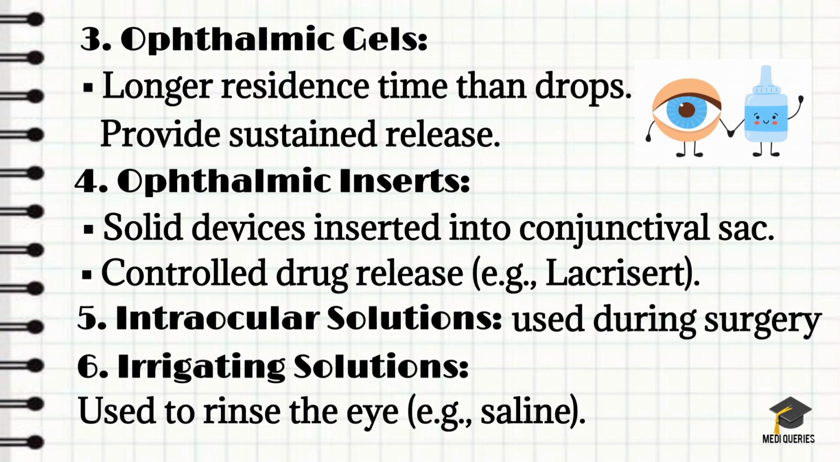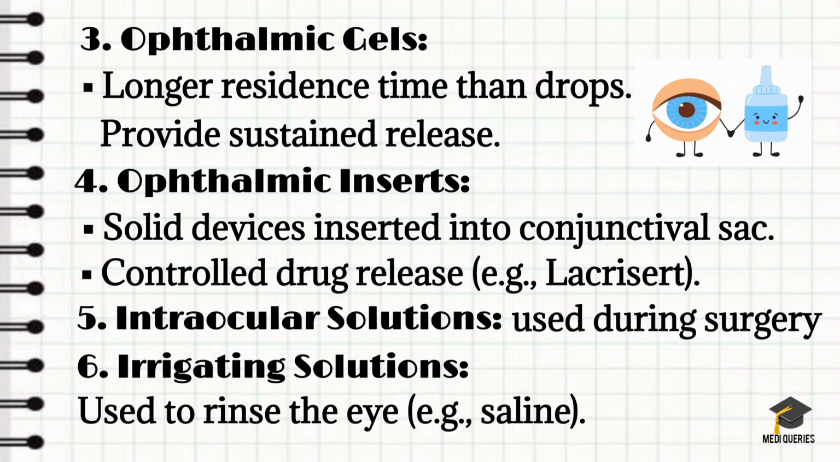The next one is the ophthalmic irrigations. These are large volume sterile solution forms, and they are used during surgeries or to wash out foreign particles. Example, balanced salt solution. This is called BSS.